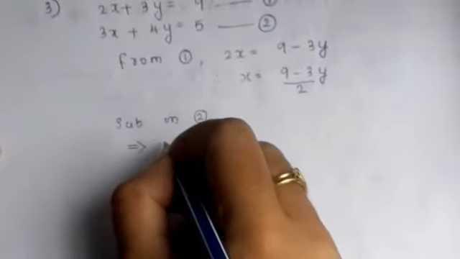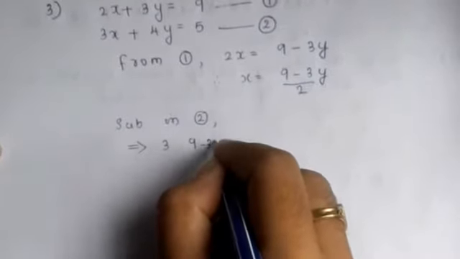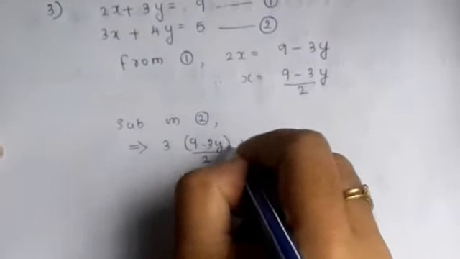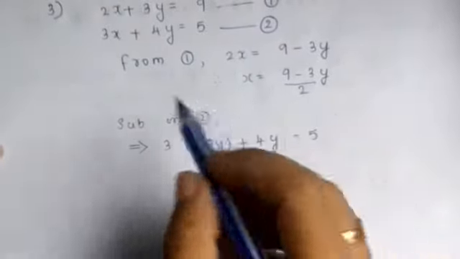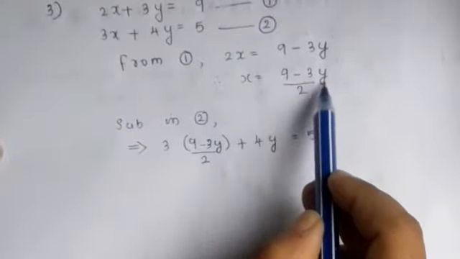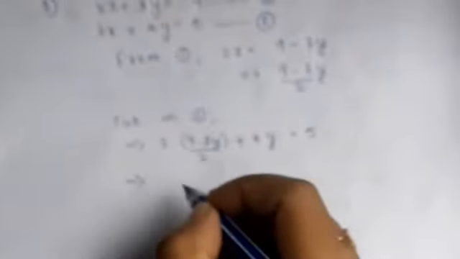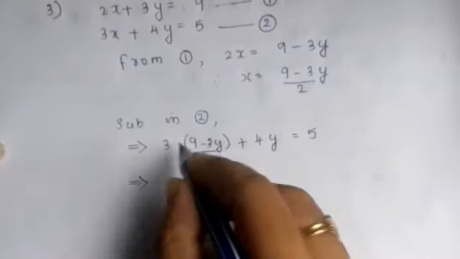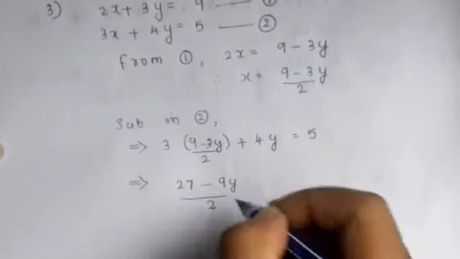You will get 3 into x. What is x? x means 9 minus 3y all divided by 2, plus 4y is equal to 5. X you replace with 9 minus 3y all divided by 2. So you will get 3 into 9, 27, minus 3 into 3y, it is 9y. But all divided by 2 is there.